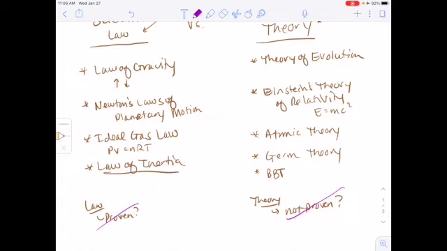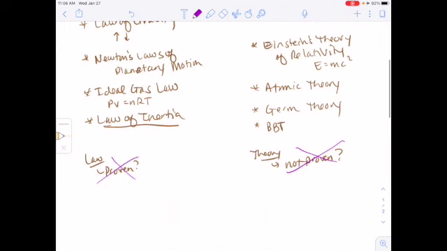Nope. A law isn't proven and a theory not proven. It's not how it works. A scientific law is an observation of something in nature, of something in the physical world.